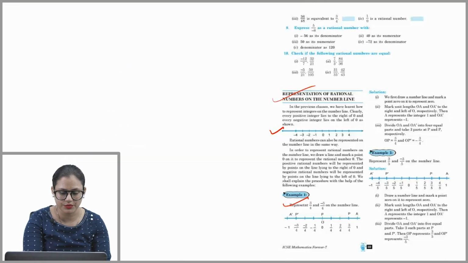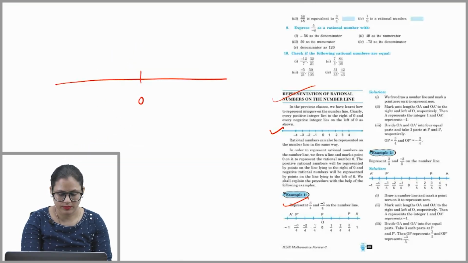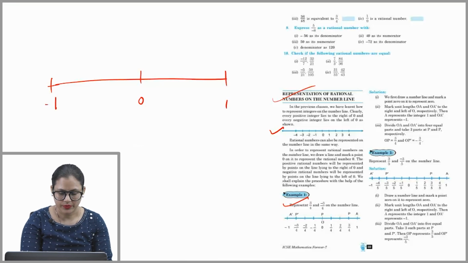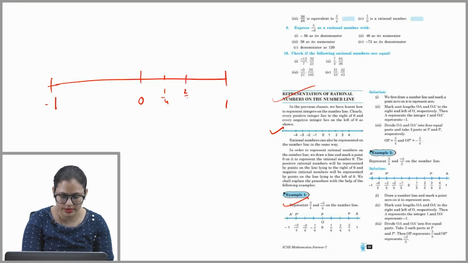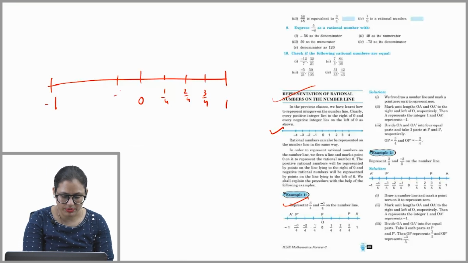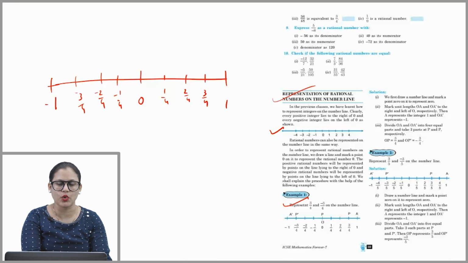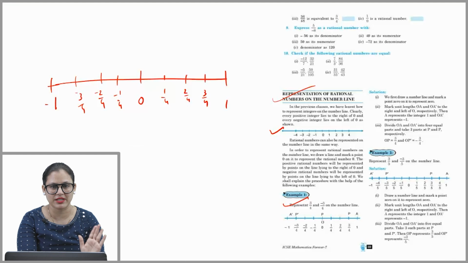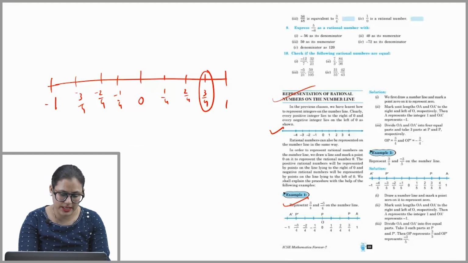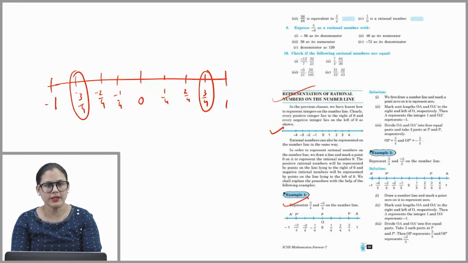Now first, this is 0, and 1 and minus 1. This is 1 by 4, this is 2 by 4, this is 3 by 4, and this is 4 by 4, that is 1. This is minus 1 by 4, minus 2 by 4, minus 3 by 4, and this is minus 4 by 4, that is minus 1, right? So 3 by 4 is this and minus 3 by 4 is this, right?